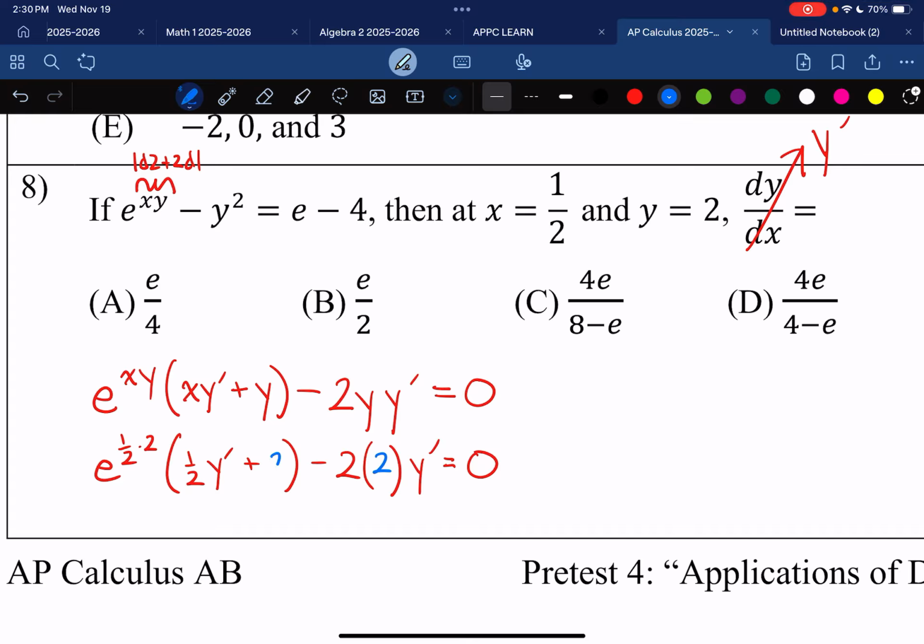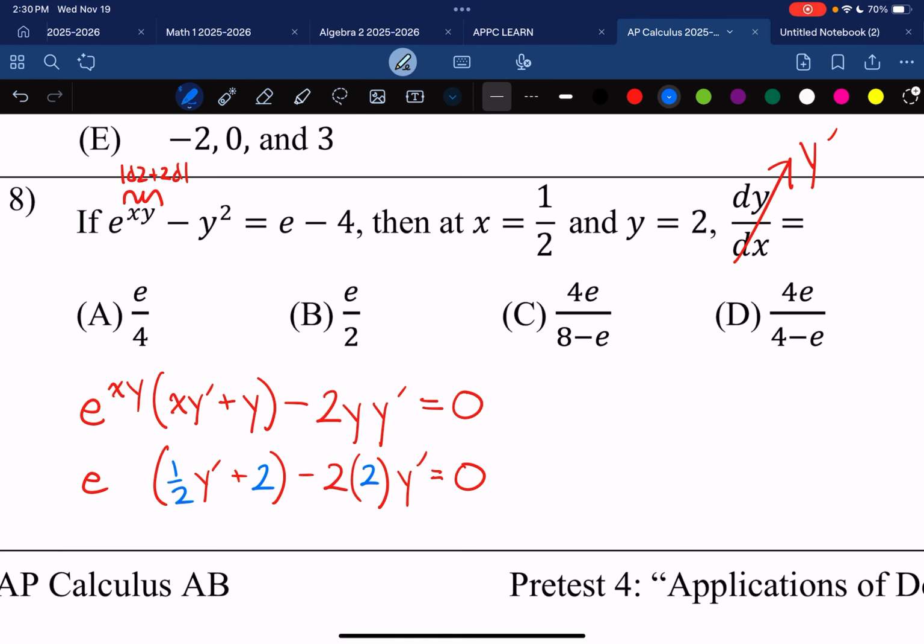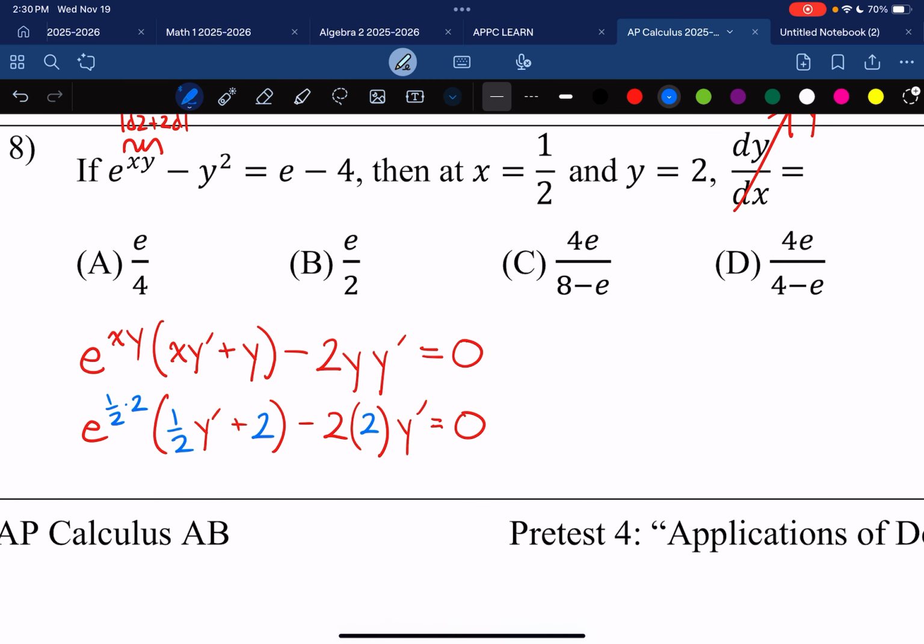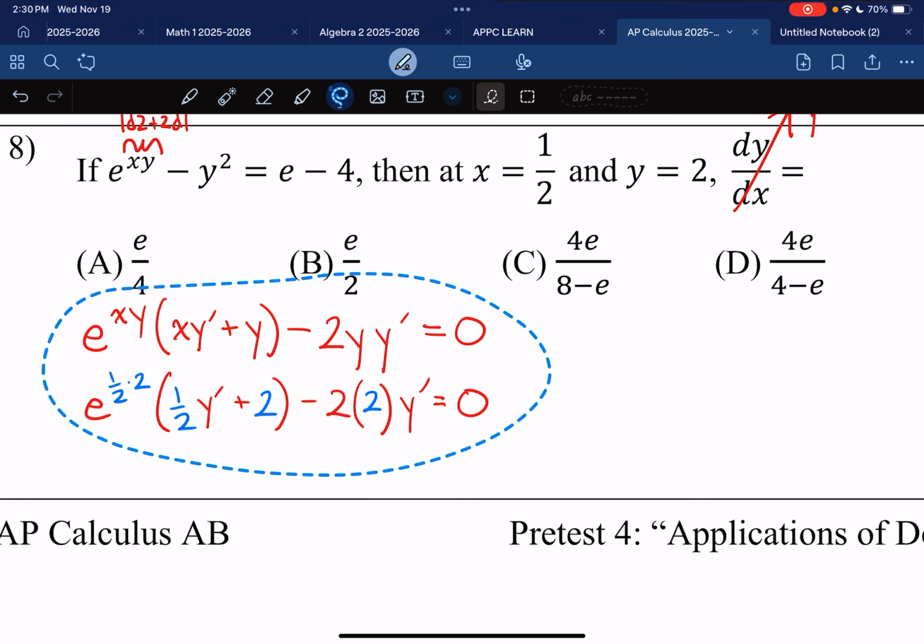That 2 is being plugged in. That 1/2 should be blue as well. I like making things look nice and organized. And the 1/2 times 2 should have been blue as well. 1/2 times 2. All right, that looks much neater. Let's see if I have enough room to do one more step underneath here.